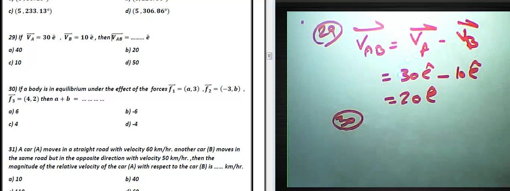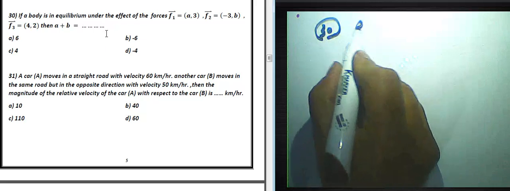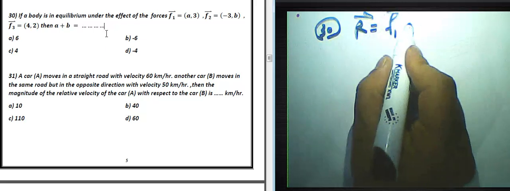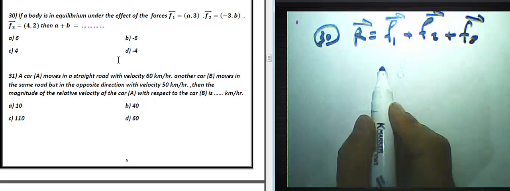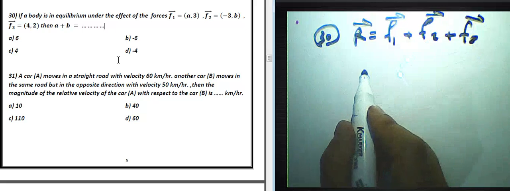Next question, question 30. If a body is in equilibrium under the effect of the forces F1, F2, F3, then A plus B equals what? In this example, he asked about the word equilibrium. It means F1 plus F2 plus F3 equals 0. We know vector R equals F1 plus F2 plus F3, and we can add all of them.